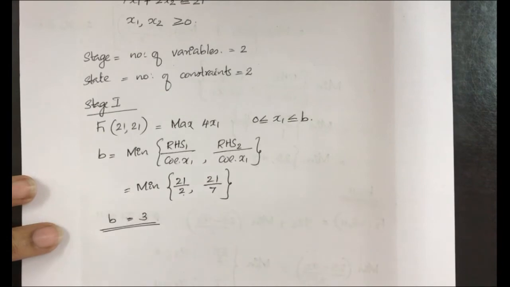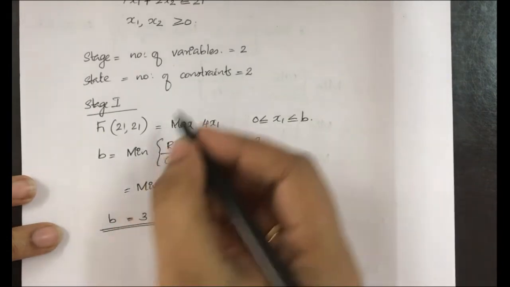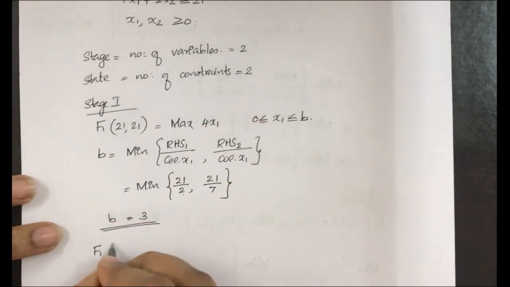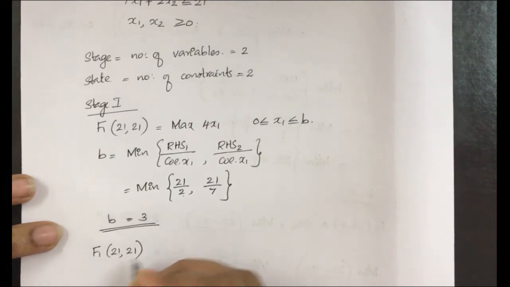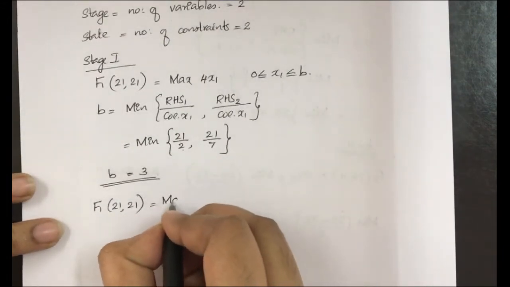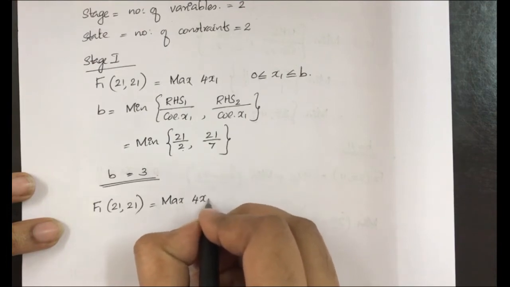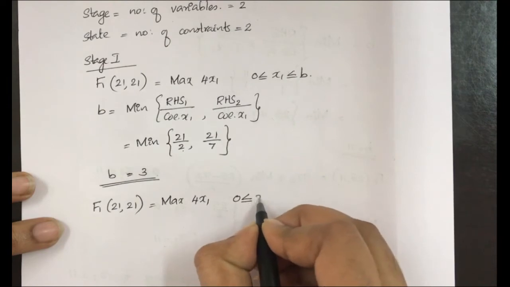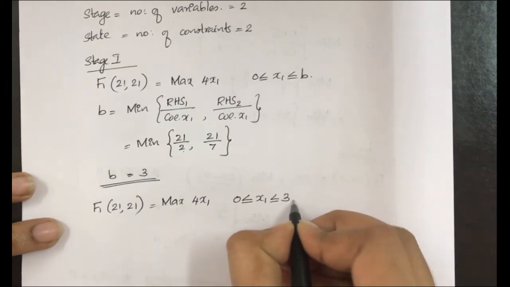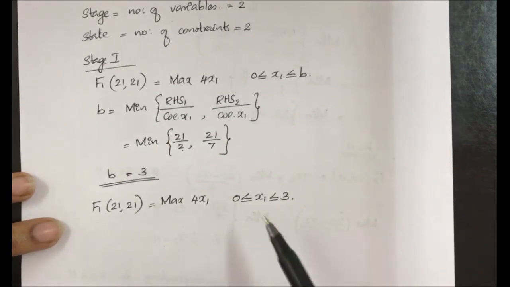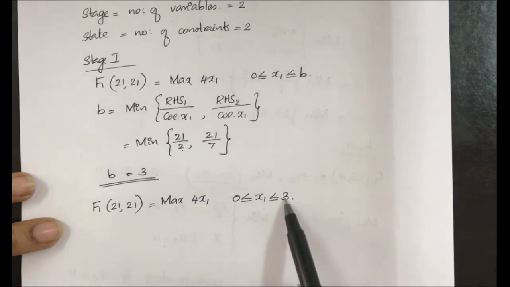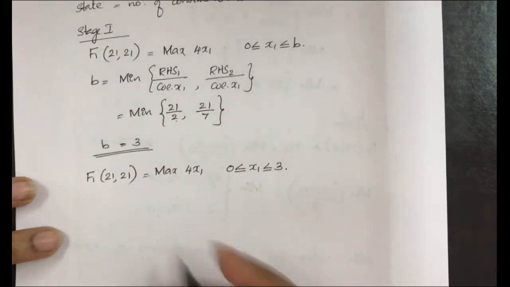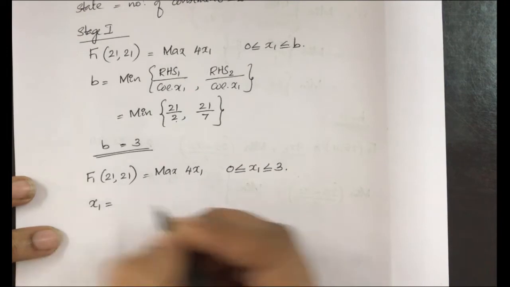Now we are going to solve for x. Before that we are rewriting the function f1 of 21 comma 21 is equal to maximum of 4x1, obtained in between the values 0 less than or equal to x1 less than or equal to 3. If the value of x is in between 0 and 3, the function will give the maximum value. For that we are going to solve for x1.